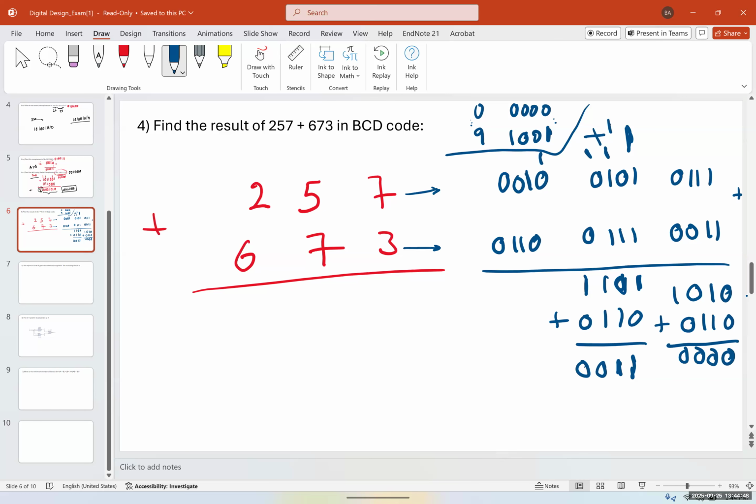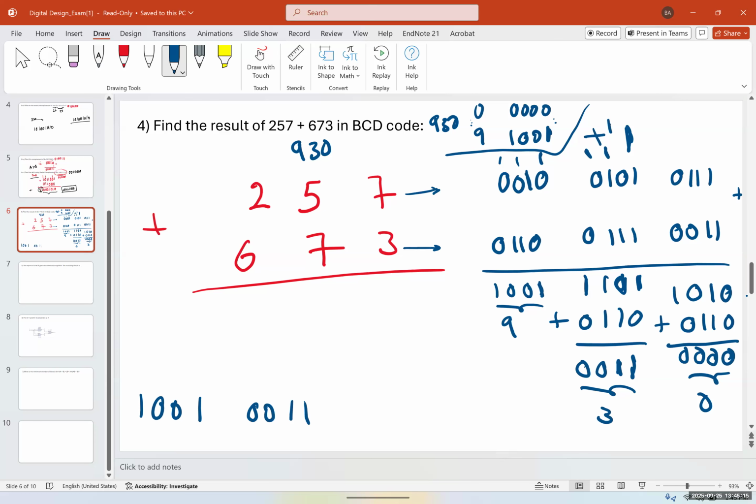So 0 0 1 1, this is equal to 3. Now 1 plus 0 plus 0 gives us 1. 1 plus 1 gives us 0 1. 1 plus 1 gives us 0 1. So what do we have? We have 9 here. And we have 9 in BCD. So 9 3 0. And if you add these together, you're going to get 9 3 0. So what is the BCD code? It's 1001, 0011, and 0000.